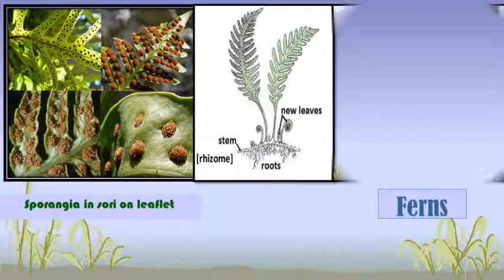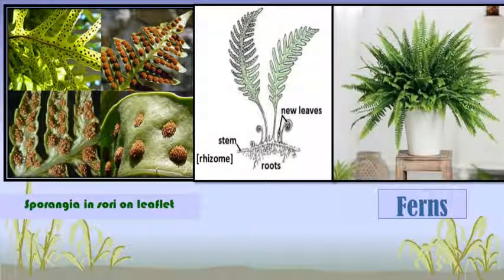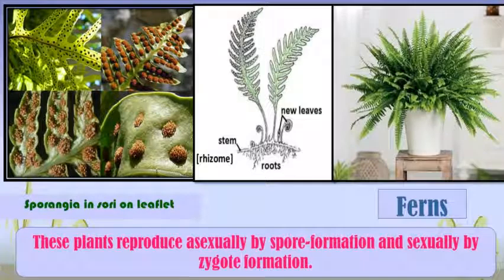So this is a fern. This is a beautiful plant, which we also use for decoration purposes, for making bouquets, right? So this is a fern. You can observe the second picture in which we can see new leaves reproducing, and roots, stem. Okay, so these are the ferns. Now these plants reproduce asexually by spore formation and sexually by zygote formation, and they have a well developed conducting system.